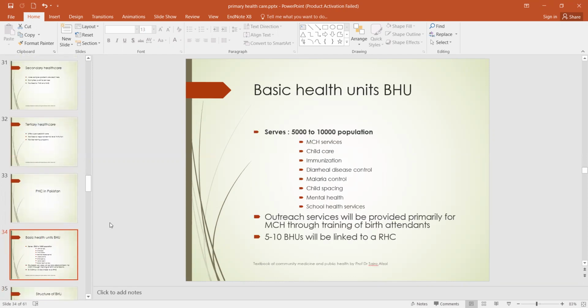Primary healthcare in Pakistan consists of basic health units, which serve 5,000 to 10,000 population. The services provided in BHUs are maternal and child health services, child care, immunization, diarrheal disease control, malaria control, child spacing, mental health, and school health services. Outreach services will be provided primarily by maternal and child health through training of birth attendants. 5 to 10 BHUs, basic health units, will be linked to a rural health center.